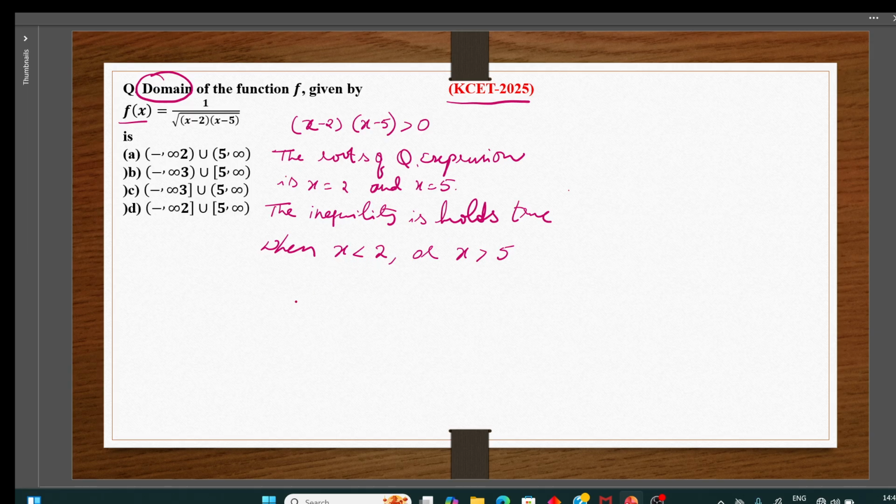So x is less than 2 means what is the interval here? X is less than 2 means minus infinity to 2. Okay, x is greater than 5 means the interval is 5 to infinity. So here the symbol of 'or' is union. Okay, so minus infinity to 2 union 5 to infinity. So option A is the correct answer for this question. This question is from KCET 2025.